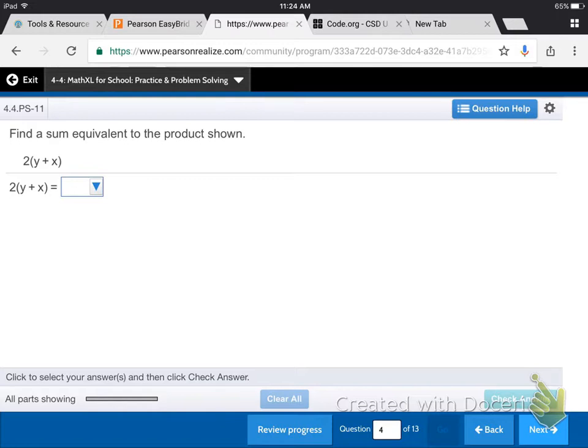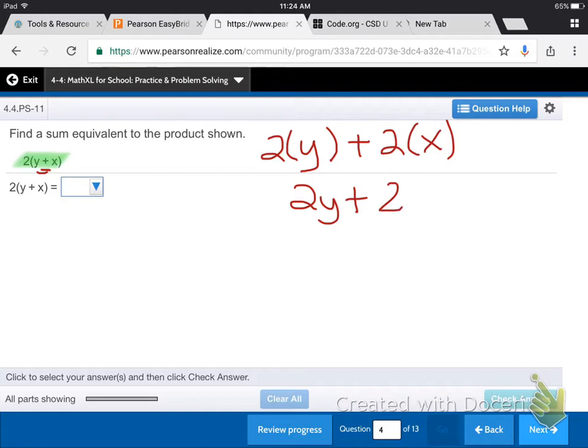Next question, we're going to take 2 times quantity y plus x. So that means 2 times the first term plus, see where I got the plus from? Right there. 2 times the second term, which is x. Now what goes inside those first parentheses? You got it, y. So that's 2 times y plus 2 times x. Now think to yourself for a moment, are these like terms? Do they have the same variable, 2y and 2x? No, they don't. So this answer goes right there.